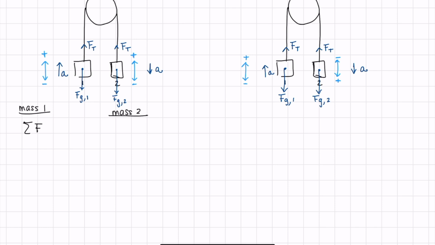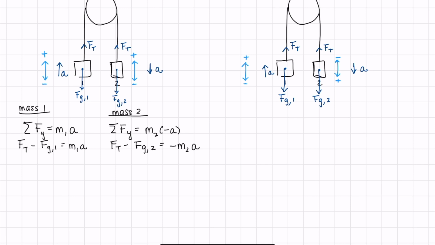I'll put mass 1 and mass 2. So the sum of our forces in the y equals mass 1 times A. The sum of the forces in the y equals mass 2 times negative A. So we need to put that negative sign in there. And then based on our normal sign convention, we'll put in Ft minus Fg1 equals M1A, and Ft minus Fg2 equals negative M2A. So just pulling that negative sign out of there.